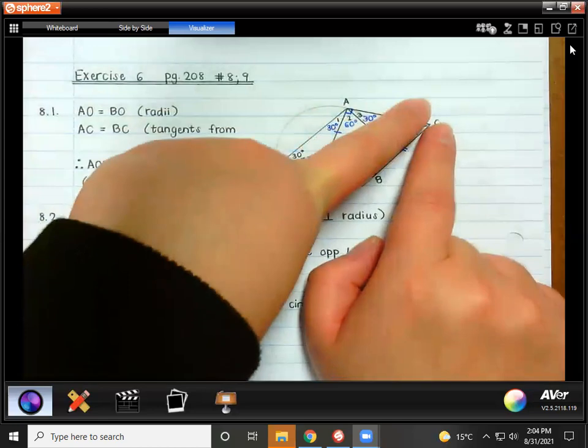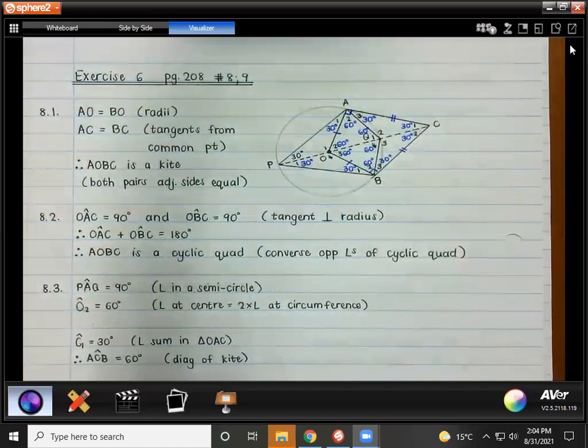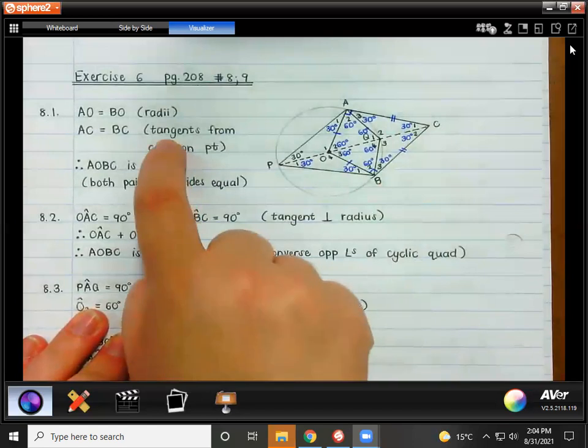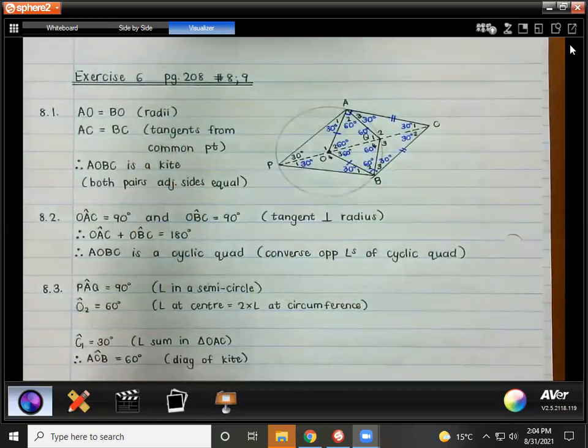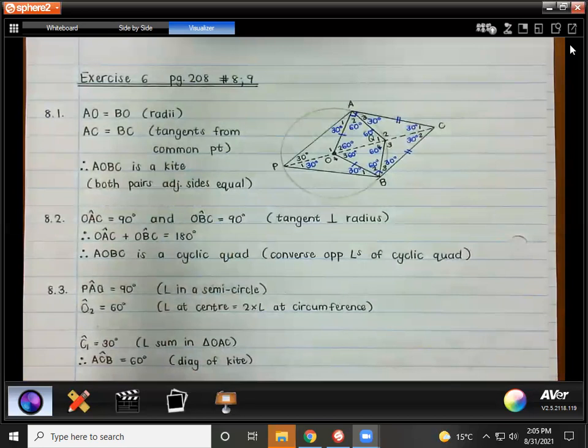And then to prove that these two sides are equal, guys, there are two tangents that come from a common point outside of the circle. And we learned that tangents from a common point outside the circle are equal in length. So AC is equal to BC, tangents from common point. So there you have it, both pairs of adjacent sides are equal. So AOBC is a kite, and then that is just your reason. So you're basically just writing the property out that you've proved. Any questions on that first one?